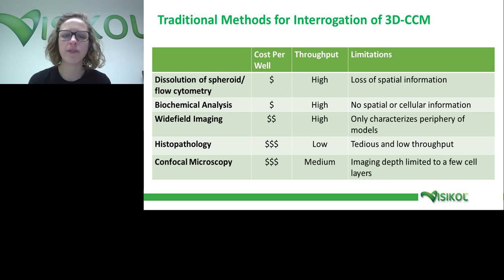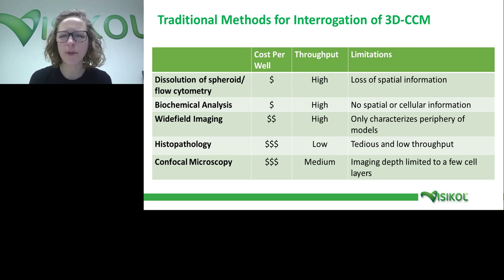Now, when you're looking to evaluate these 3D cell culture models, you run your assays, maybe you're screening compounds, whether it's for efficacy or toxicity. There's a couple of different ways that you can interrogate them, right? You can use some standard biochemical analyses, some different types of assays, pretty low cost most times, and the throughput can be high depending on the type of assay that you're looking to run.